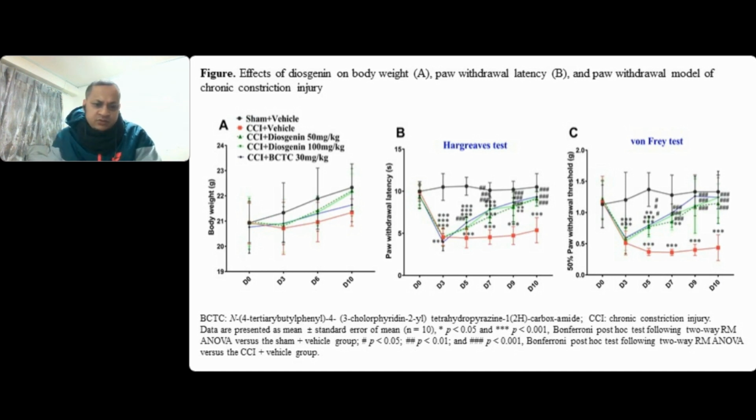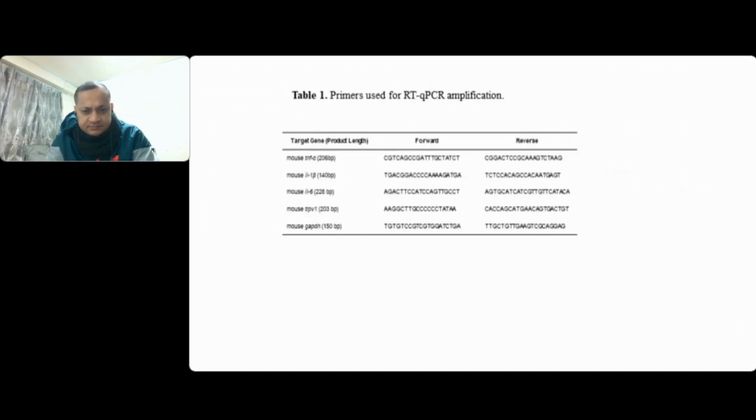For the paw withdrawal latency, if you see this one, we evaluated by the Hargreaves test in a time-dependent manner, and the treatment of BCTC and also Diosgenin gradually improved the heat sensation to like normal. And also, for the mechanical pressure, it also increased. Then we collected the samples and measured.